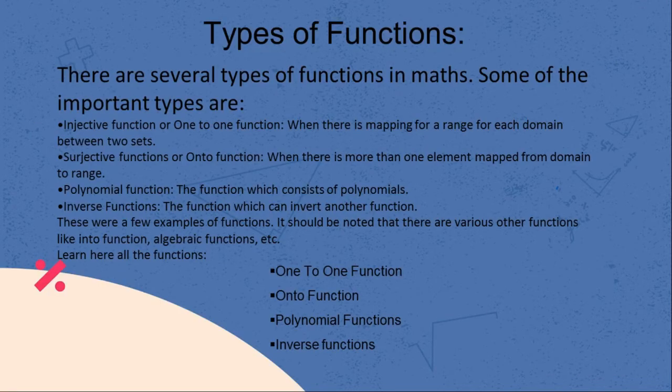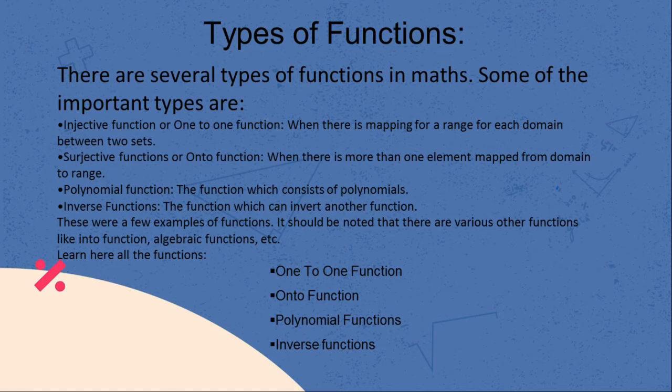There are several types of functions in maths. Some of the important types are injective function or one-to-one function, when there is a mapping for a range for each domain between two sets. Surjective functions are onto functions, when there is more than one element mapped from domain to range.